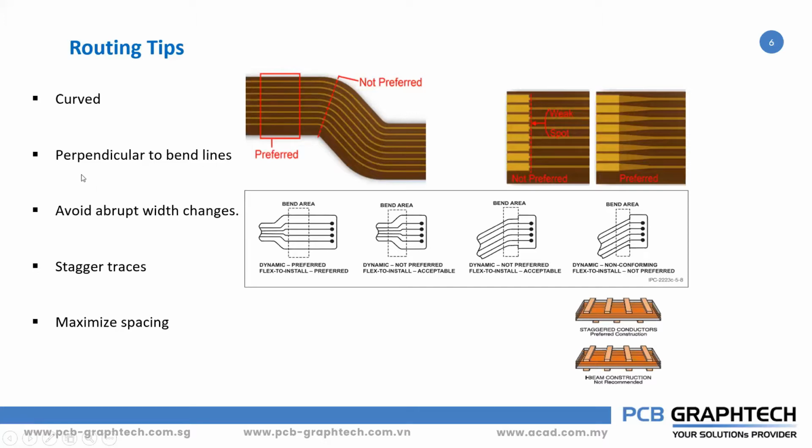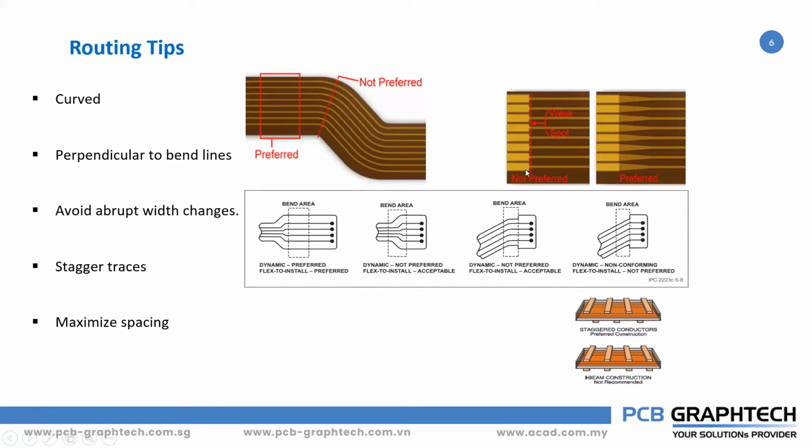Next, when you consider perpendicular to the bending lines, we also have to look at the IPC standard. There is some IPC standard version here. You can see there is a dynamic preferred flex to install. You can see this is the bending area you need to consider. This is preferred. You shouldn't place your bending area somewhere where the routing is bending. It is very important to select the bending line and then the bend angle radius of your routing. These are all the preferred settings taken from the IPC standard that we can consider.